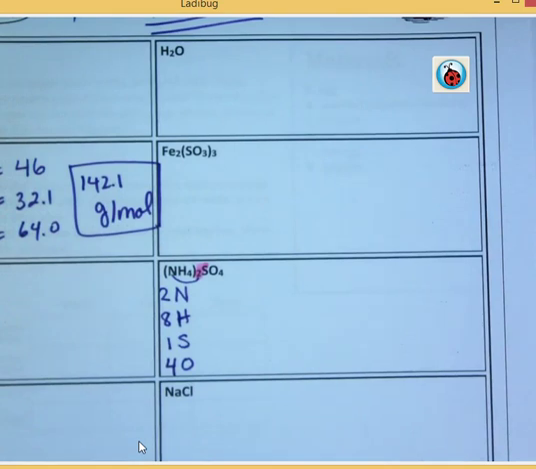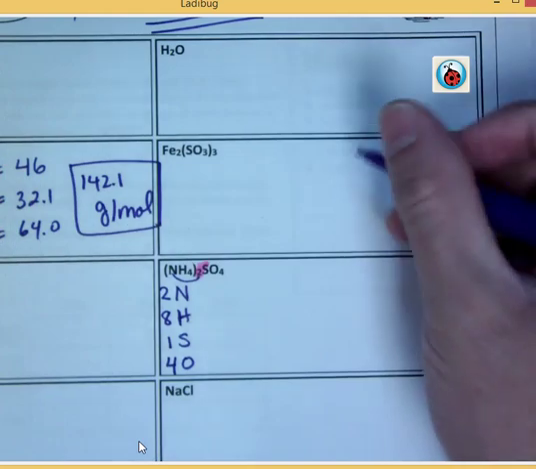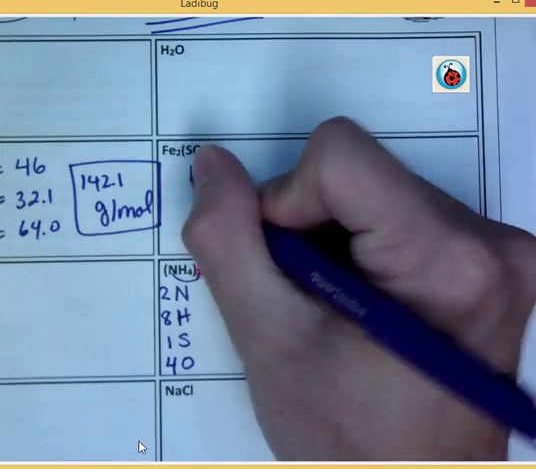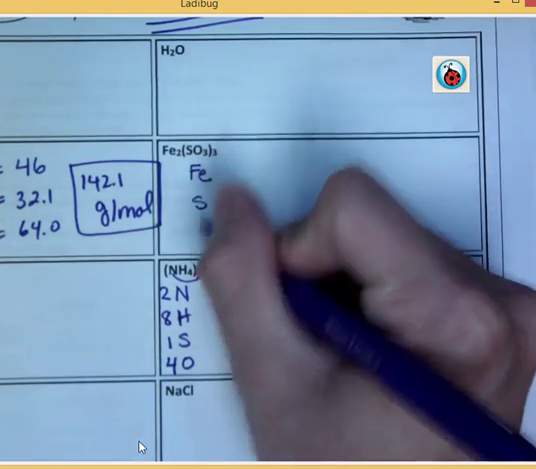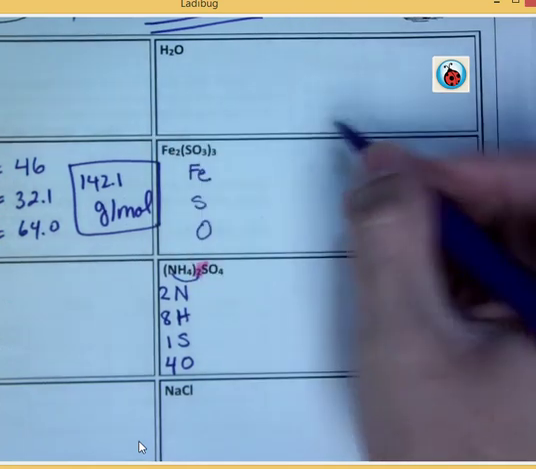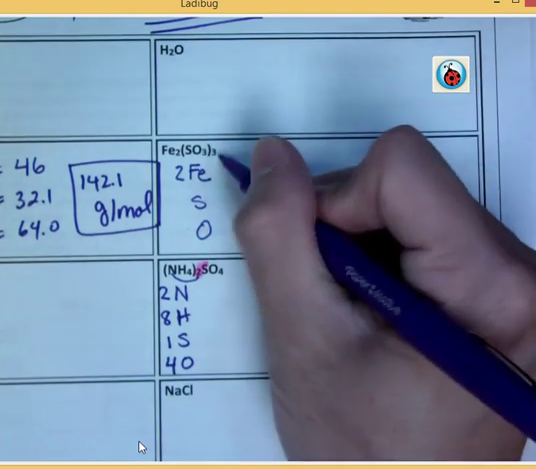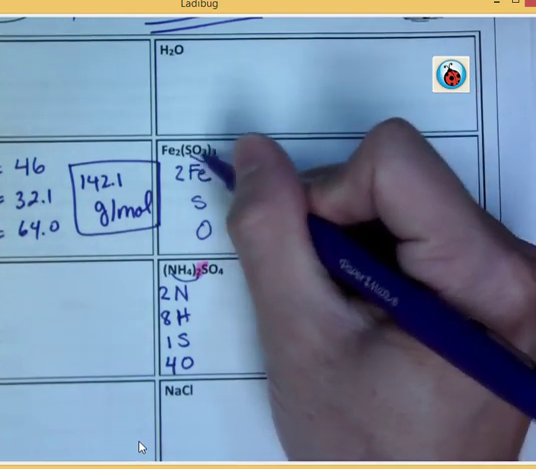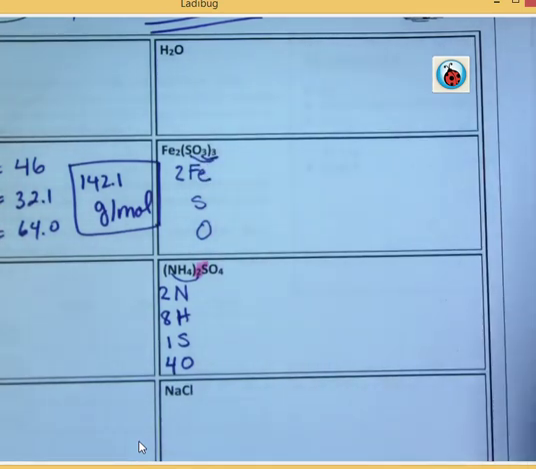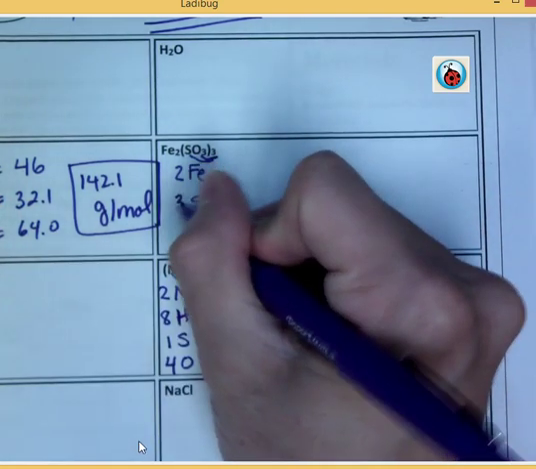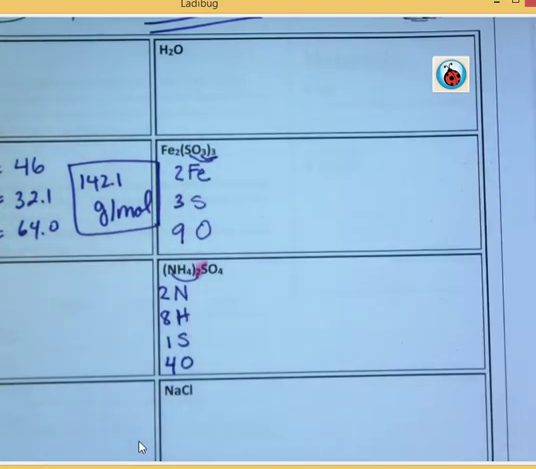Okay. So again, when there's parentheses outside, you've got to multiply it through. So if you were to work on the one above here, Fe and S and O, there's only 2 irons. How many sulfur do we have? Take this 3 outside, multiply it through everything inside the parentheses. So 3 S's and 9 O's.